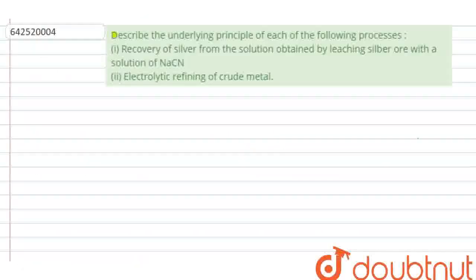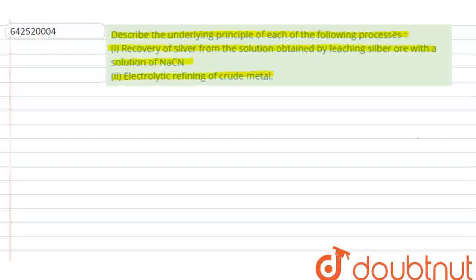The question given here is: describe the underlying principle of each of the following processes. First is recovery of silver from the solution obtained by leaching silver ore with the solution of NaCN, and second is electrolytic refining of the crude metal. So first of all, the first is the recovery of silver from a solution obtained from the leaching of silver ore.